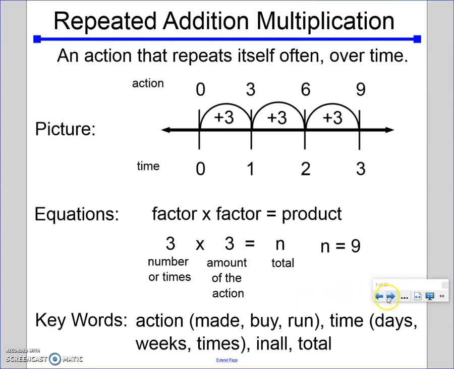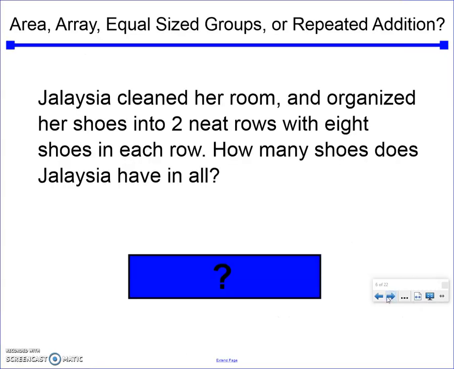every time. So third grade, now that we've reviewed the four multiplication story problem types, we're going to look at some multiplication story problems, and you're going to use the key words and your understanding of the problem types to determine what kind of problem it is. Remember, your choices are area, array, equal-sized groups, or repeated addition.